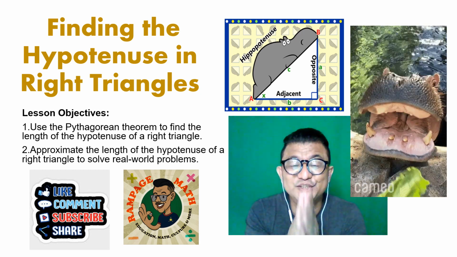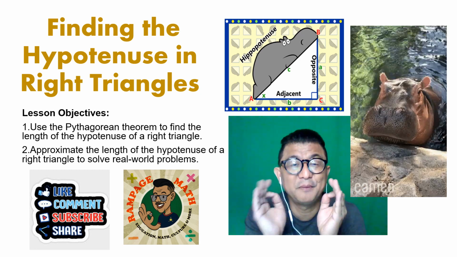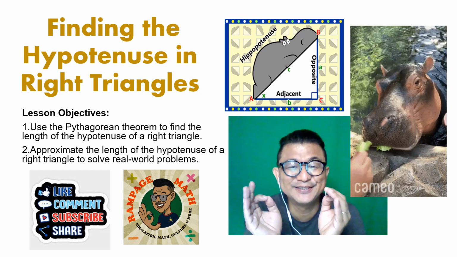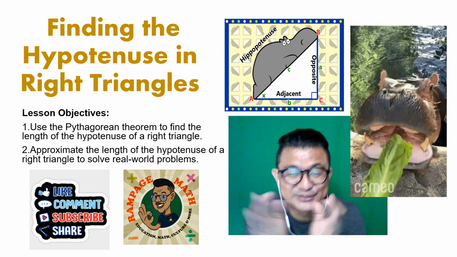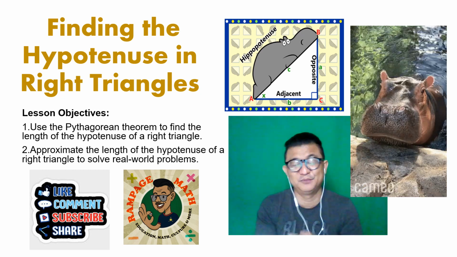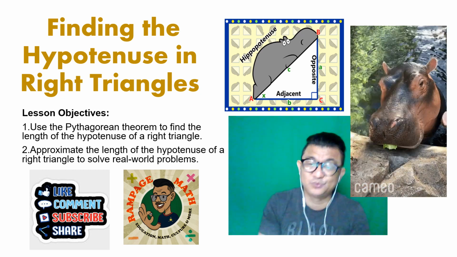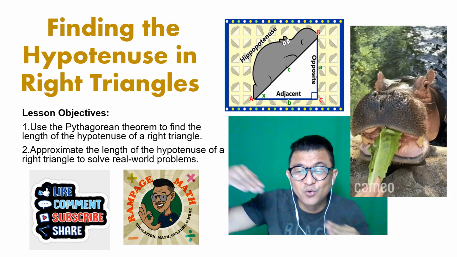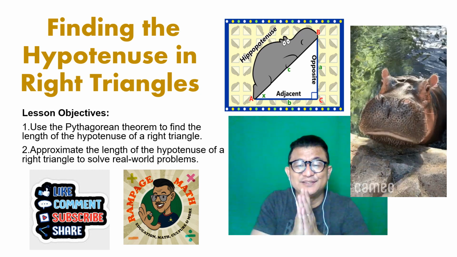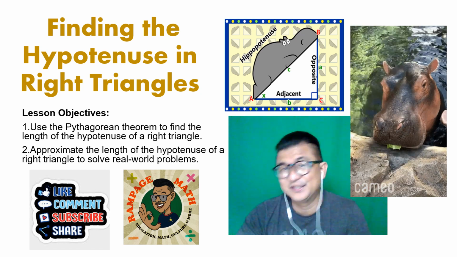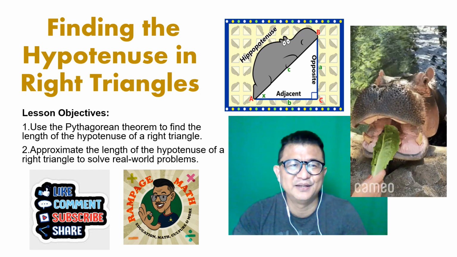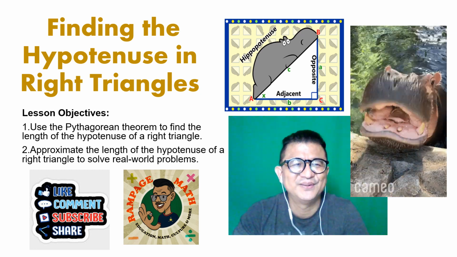We're always searching for this animal, the hippopotamus. No, we call it the hypotenuse, not hippopotamus. That's what my former student said. Okay, just to remember it. We want to know how long are you? That's the objective for today, and we're going to use the Pythagorean theorem. Are you ready? Here we go.